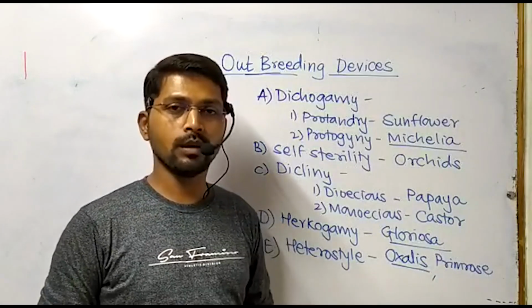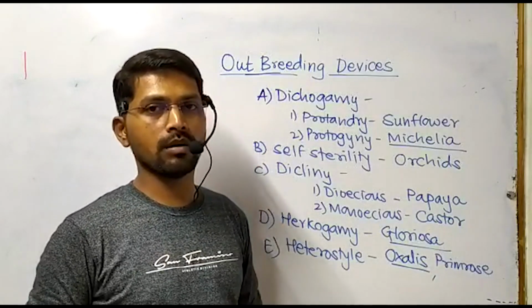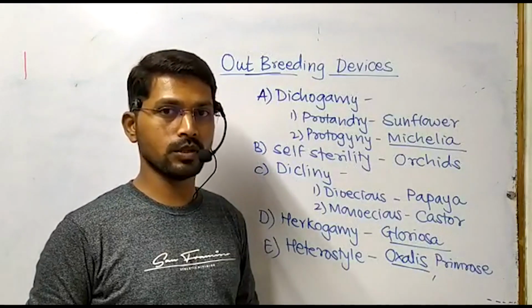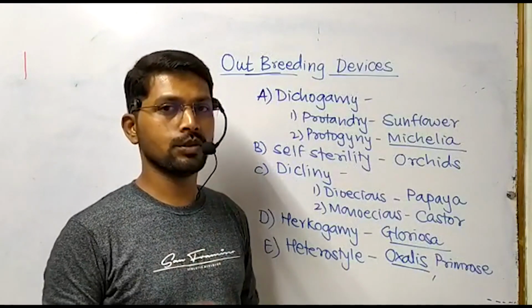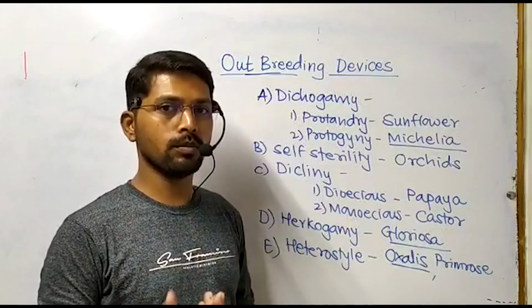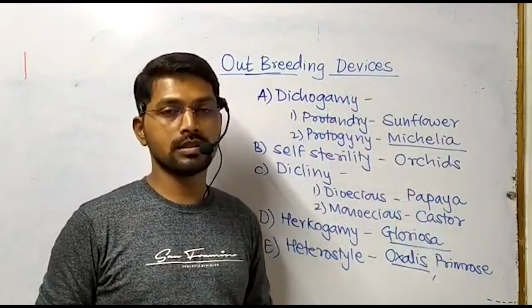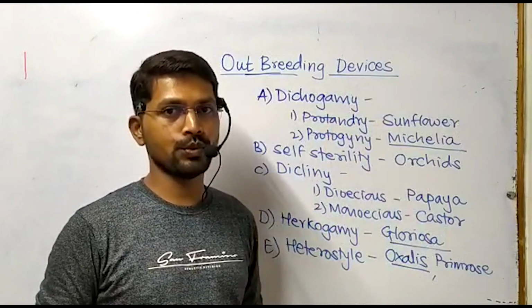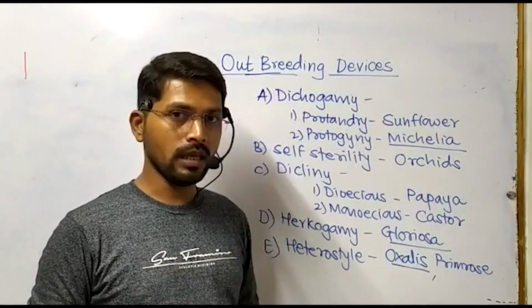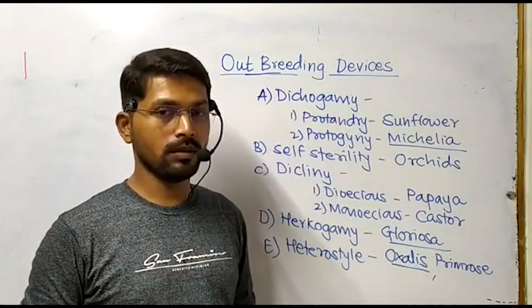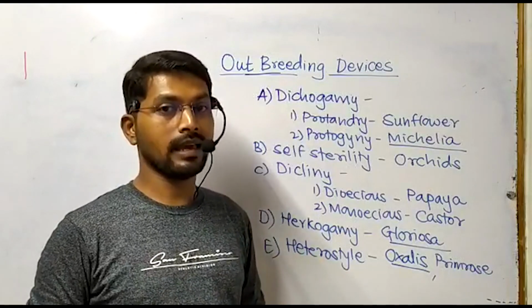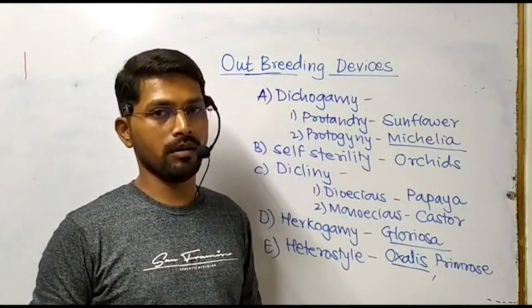This part, what we call outbreeding devices or contrivances for cross-pollination, is very commonly asked as a short note question in your board exams, and for your NEET exams, many important questions can be asked from this content. So read this carefully, listen to the lecture very carefully, because this part carries good weightage in your competitive exams.